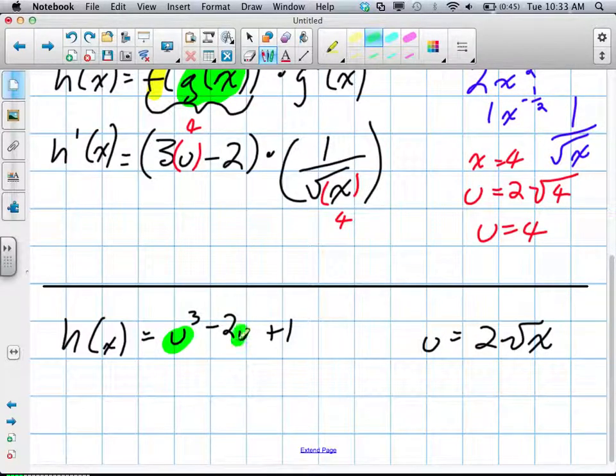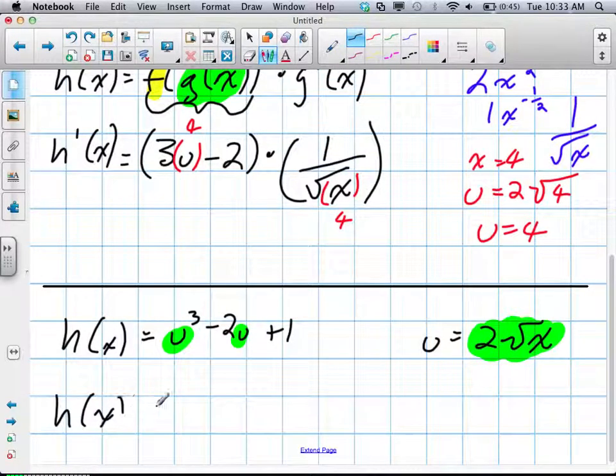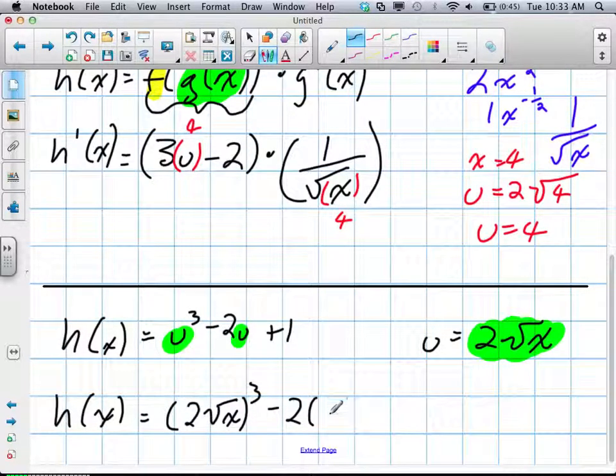Yeah, u and u. We're going to replace them with 2 root x. Okay, in which case we'll now have h of x is equal to 2 root x cubed minus 2 times 2 root x plus 1.